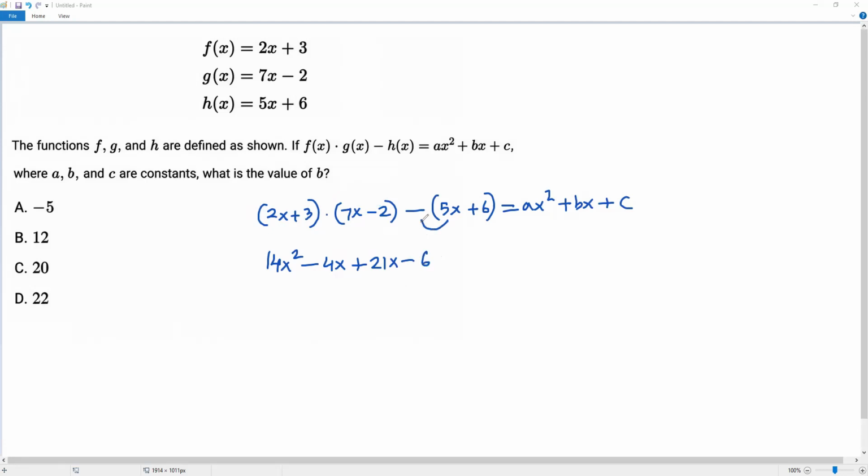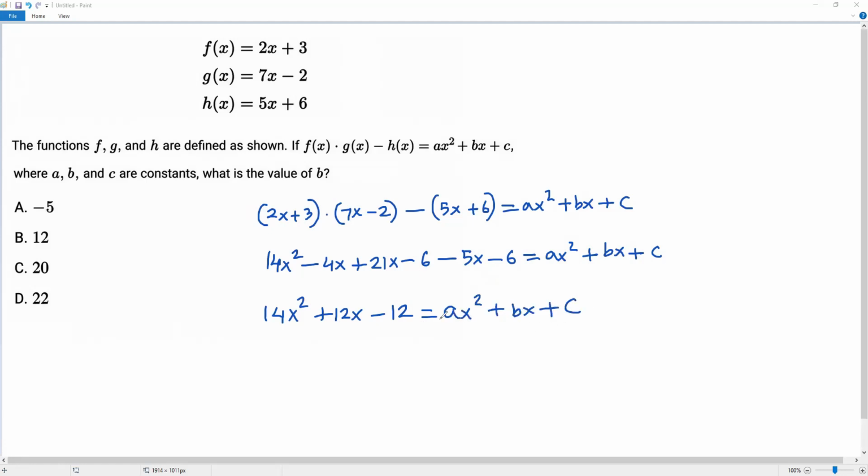We can distribute this negative sign to 5x and positive 6. Then I'm getting negative 5x and negative 6. On the right side, we have ax squared plus bx plus c. Okay, 14x squared. Now let's combine the like terms. All these three terms contain x. When I combine negative 4x and negative 5x, I'm getting negative 9x. When I combine negative 9x and positive 21x, I'm getting positive 12x. Here, when I combine negative 6 and negative 6, I'm getting negative 12. On the right side, we have ax squared, plus bx, plus c.